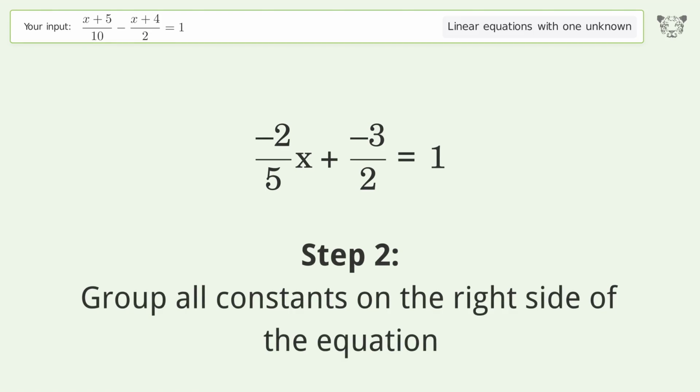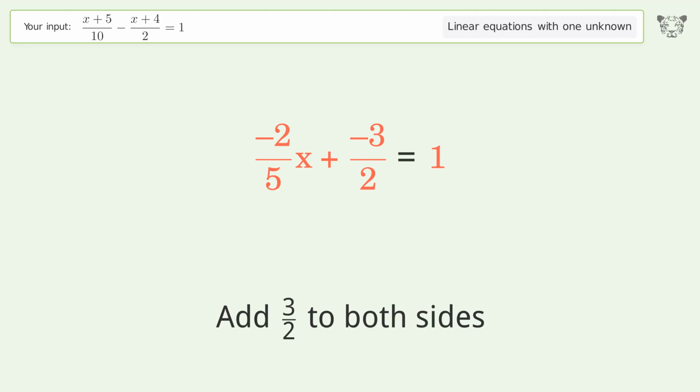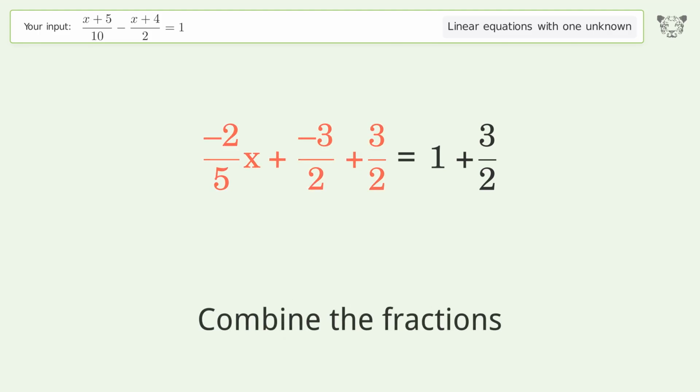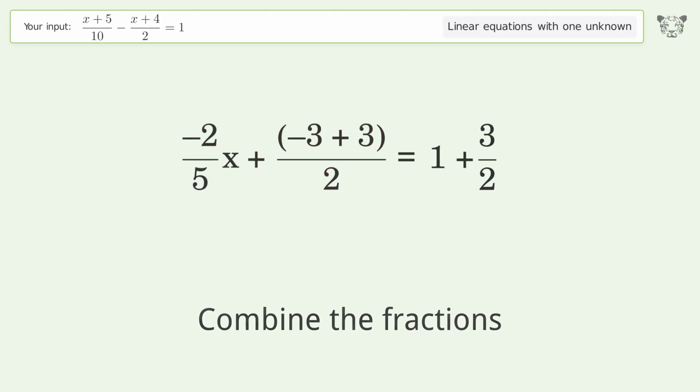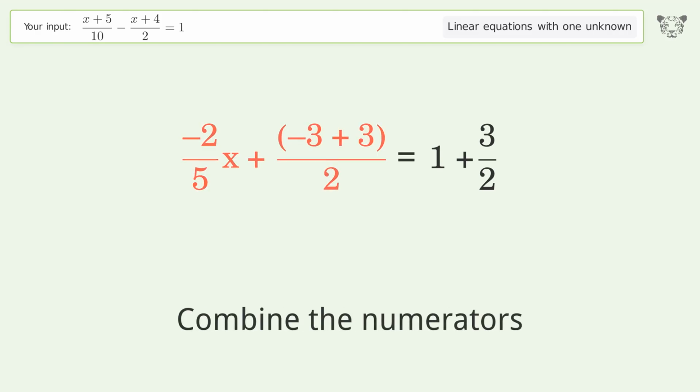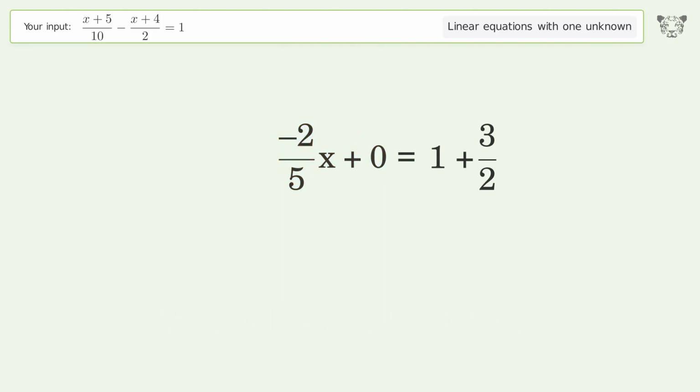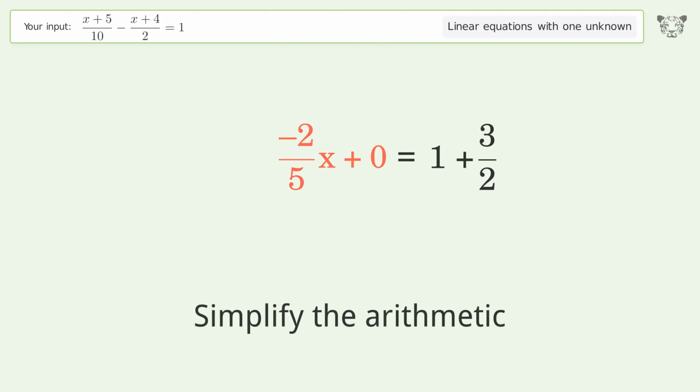Group all constants on the right side of the equation. Add 3/2 to both sides. Combine the fractions. Combine the numerators. Reduce the zero numerator. Simplify the arithmetic.